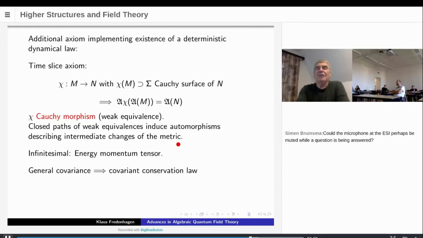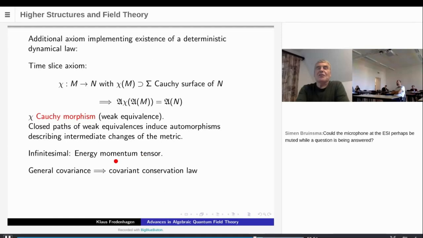So then you can have closed paths of weak equivalences. So you move from one manifold to another manifold and back. And this then induces automorphisms which describe intermediate changes of the metric. And when you do this infinitesimally, you just describe the action of the energy momentum tensor. And because the full framework is generally covariant, you find that when you do the change of the metric by a compactly supported diffeomorphism, then nothing changes, and this produces the covariant conservation law for the energy momentum tensor.